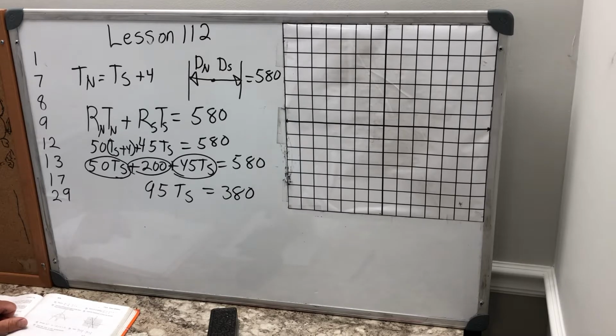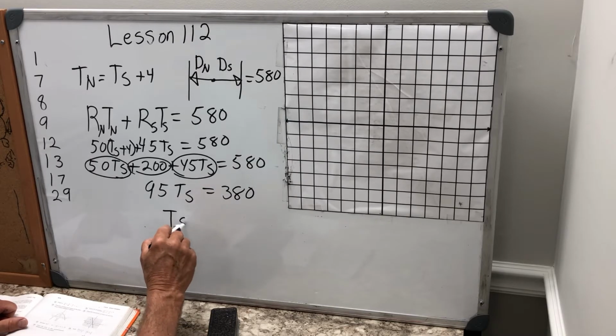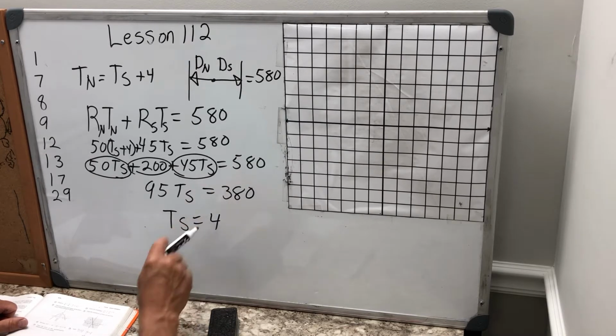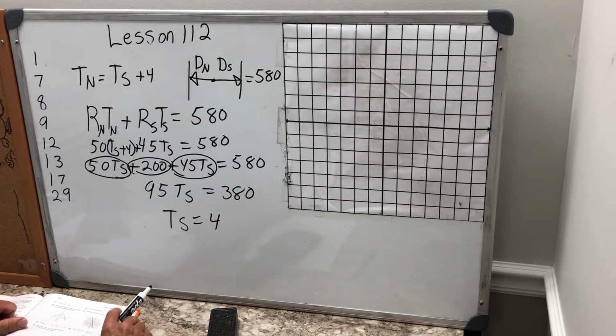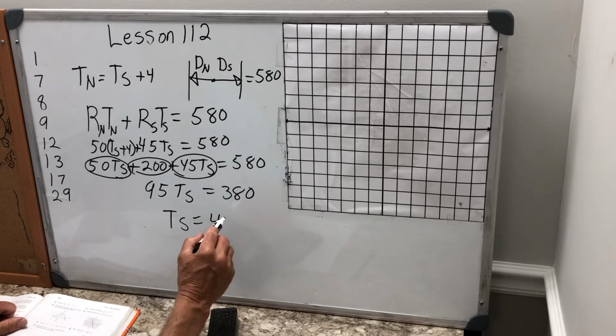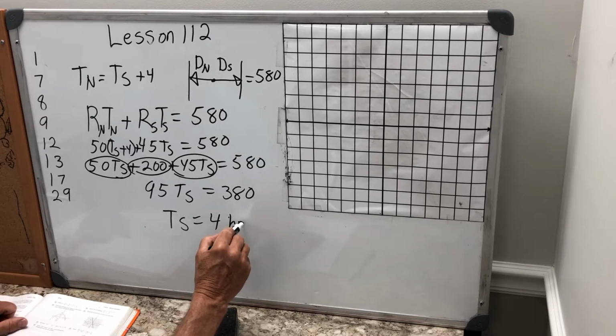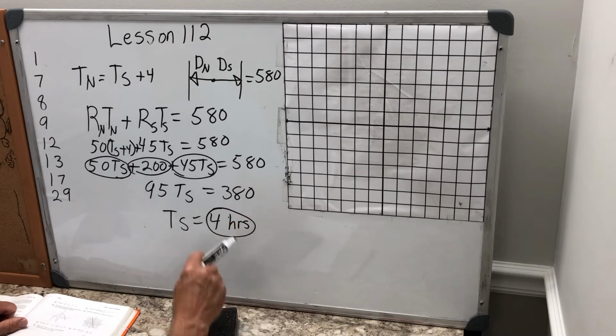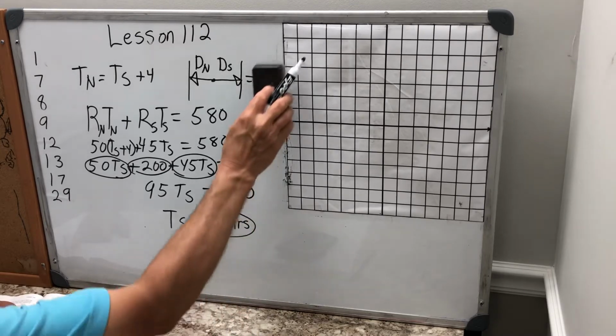380 divided by 95 equals 4. So the time of the south equals 4. What's the question? How long was the southbound bus on the road before they were 580 miles apart? He was on the road for 4 hours. There is your answer for number one.